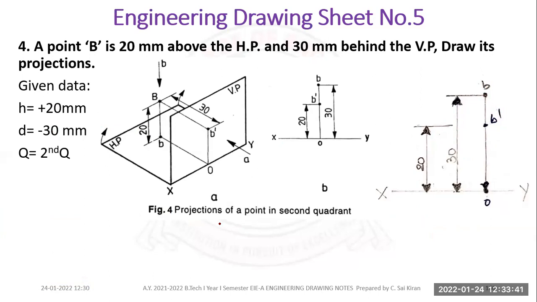Any doubts, you can unmute and you can ask. So this is about the second quadrant. You have to make sure that you know the given data. I'm going to the next problem.